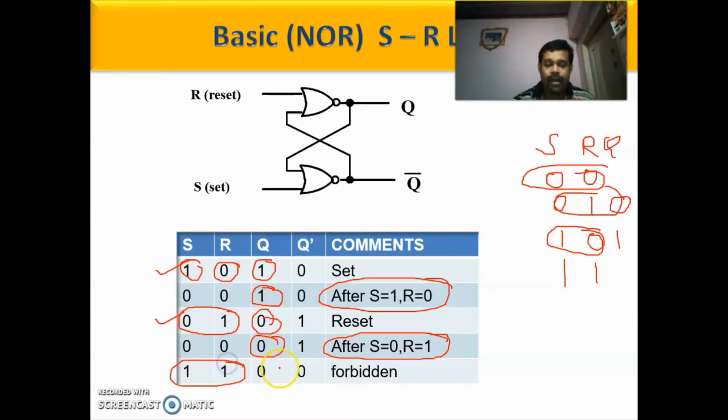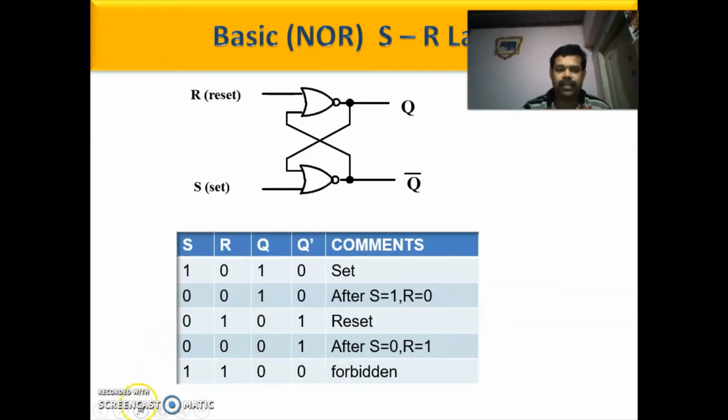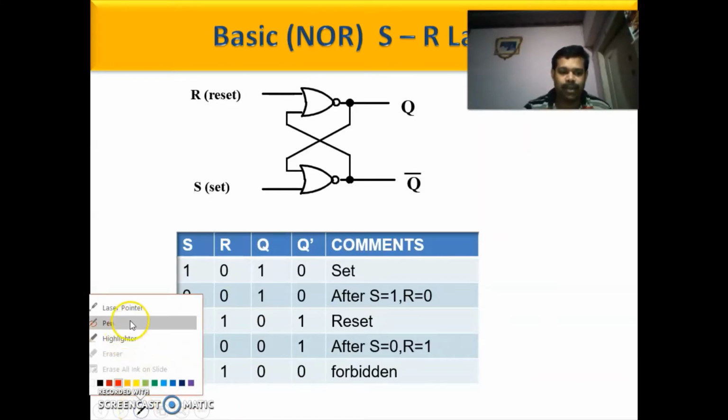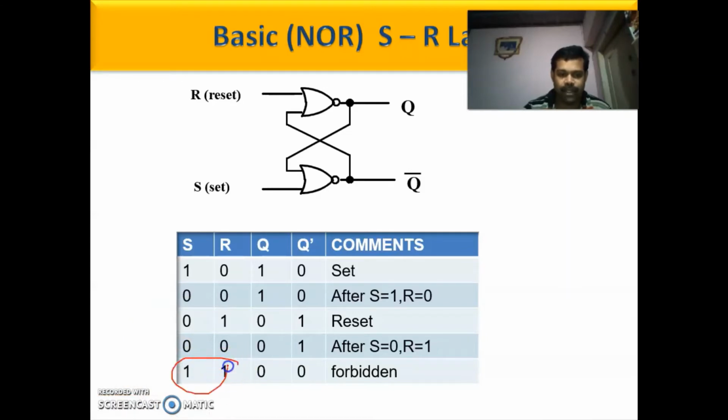In an SR latch, the input 1 1 we can't give. It is a forbidden one. So in the SR latch, the input 1 1 is forbidden, and we will put it as X. We will not give the input 1 1.